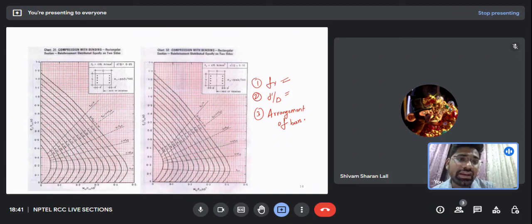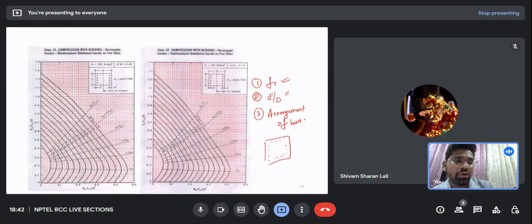Then third criteria, you will be seeing whether your column is having uniaxial bending or biaxial bending. If it is having uniaxial bending, then it will have bars on only one side. Again, uniaxial columns can also have bars on all the four sides. Why? I will discuss it in one of the problems. So this was about this chart for uniaxial. Remember these three things, it will be very useful.